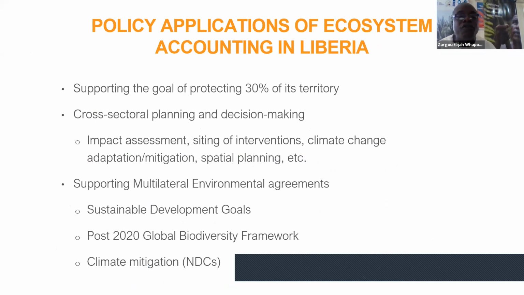Supporting the goal of protecting about 30% of its territory. Currently in Liberia, there are 5 protected areas and about 9 proposed protected areas. When you sum this up, it's going to help us to meet the requirement of setting aside 30%, as mentioned in the 2006 Forest Reforms Law.